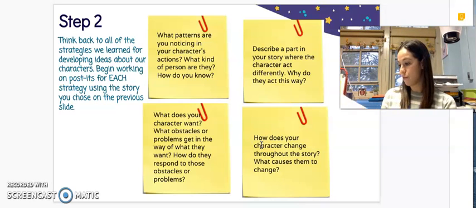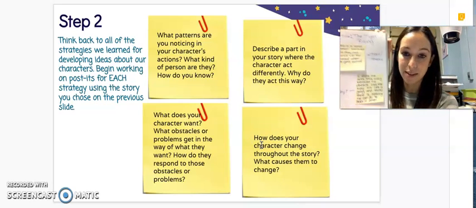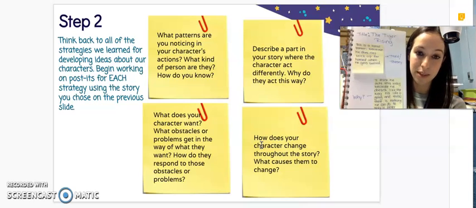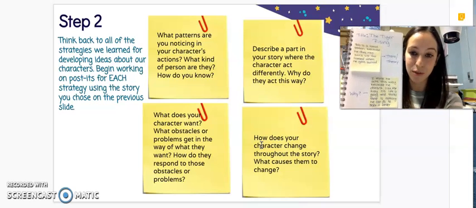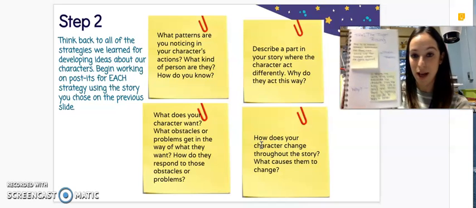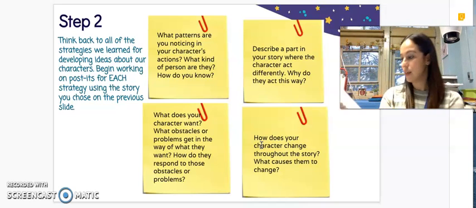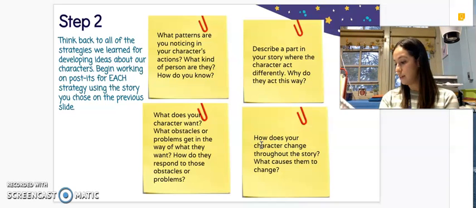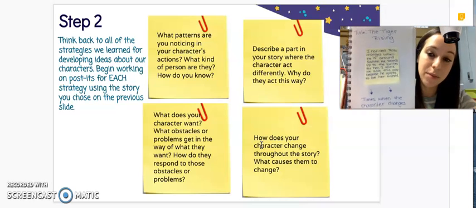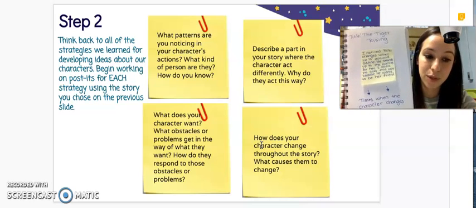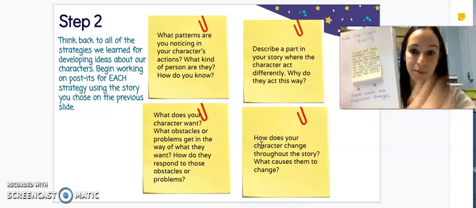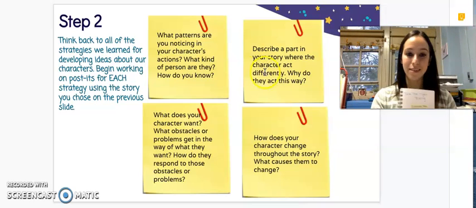that I have here for Tiger Rising, I have my first Post-it about patterns. I said that Rob was shy and timid, okay? And I also wrote why he acts that way. And then here on my second page in my notebook, I wrote about a time where Rob acted different, where he wasn't so shy or so timid. Okay? So I already did these two.